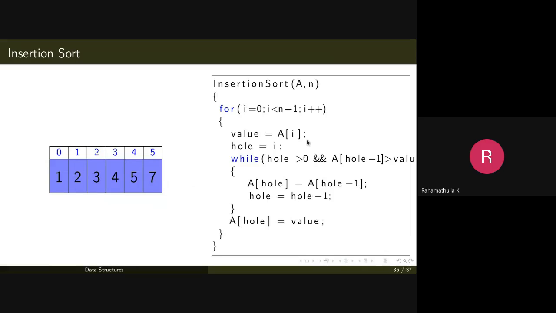Once again, in insertion sort, we will be dividing this set into two parts, unsorted subset and sorted subset. Initially, all the elements are part of the unsorted subset. We'll be taking each element from the unsorted subset and inserting that element into the sorted subset.